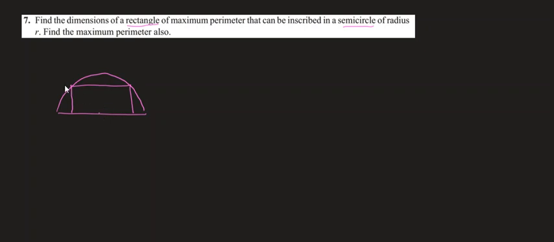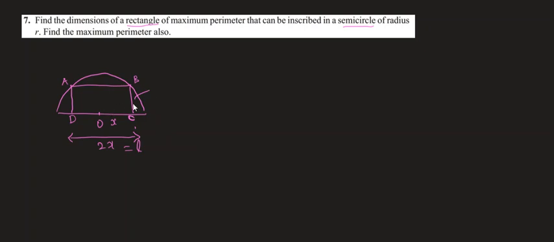In that case, let us say this is A, B, C, D, and this is the center of the semicircle, that is O. Let me say OC is x. Therefore CD is 2x, which is nothing but the length of the rectangle.